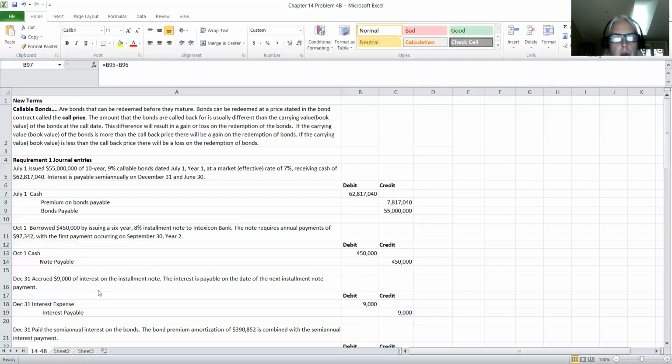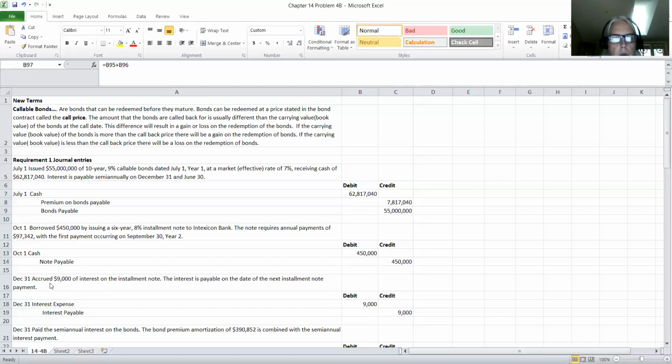On December the 31st, the end of the first fiscal year, we have accrued $9,000 of interest on the installment note. What that means is that the interest that we owe at December 31st from the borrowing transaction on October the 1st is the amount of $9,000 that they give to you.